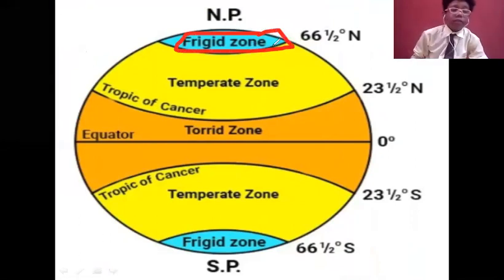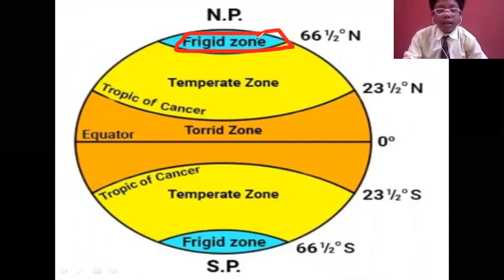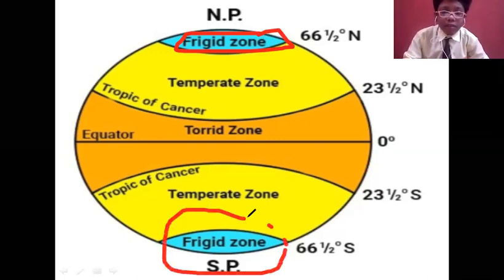Frigid means cold. The areas on the Earth lying between the Arctic Circle and the North Pole in the northern hemisphere, and the Antarctic Circle and the South Pole in the southern hemisphere, are the two frigid zones on the Earth. This means that one frigid zone is in the Arctic Circle in the northern hemisphere, and the second frigid zone, here you can see at the bottom, is in the southern hemisphere in the Antarctic Circle.